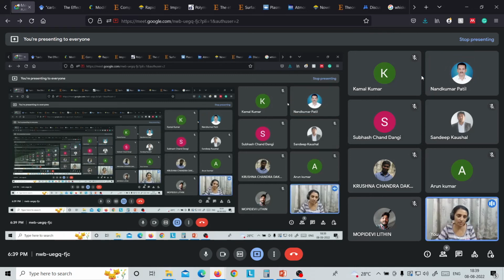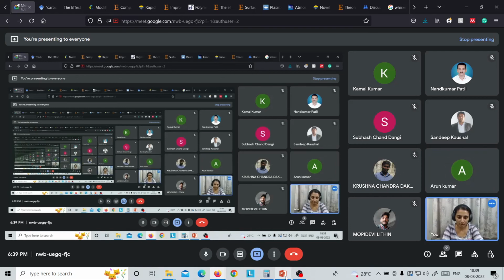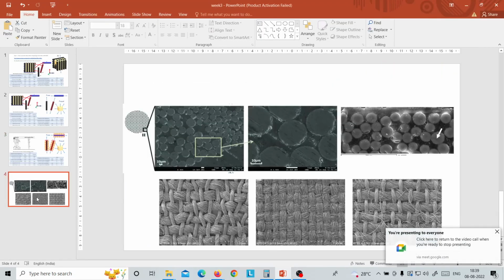Anyone else? You have some question? Madam, you have shown some images just before. May I know how those images are captured? Yeah, these FESEM images. Yes, madam.